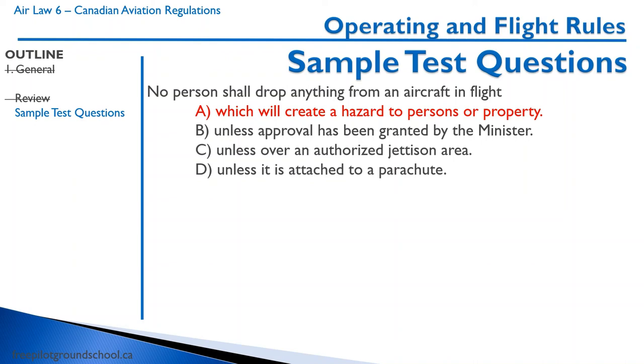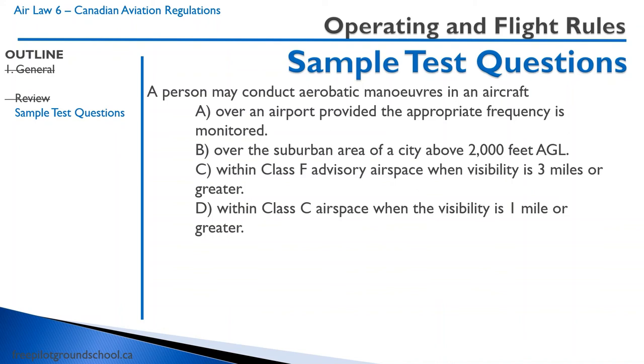No person may conduct aerobatic maneuvers in an aircraft A, over an airport, provided the appropriate frequency is monitored. No, you can't just monitor a frequency if you're over an airport. You might be able to do it in a control zone, but you have to get approval from air traffic control and coordinate with them. B, over a suburban area of a city above 2000 AGL. No, you are never allowed to do aerobatic maneuvers over a city. Maybe if you had a special flight operations certificate, but there is a reason that air shows are pretty much always done at airports or over bodies of water where people can watch from a beach. So that's not correct. C, within Class F advisory airspace, when the visibility is 3 miles or greater. So yeah, that's the correct answer. You want Class F advisory airspace. D, within Class C airspace, when visibility is 1 mile or greater. No, that's not correct. So the correct answer is C, Class F airspace with 3 miles visibility or greater.